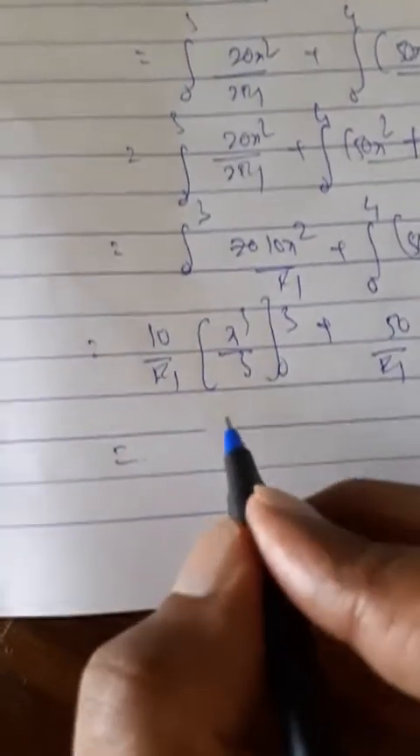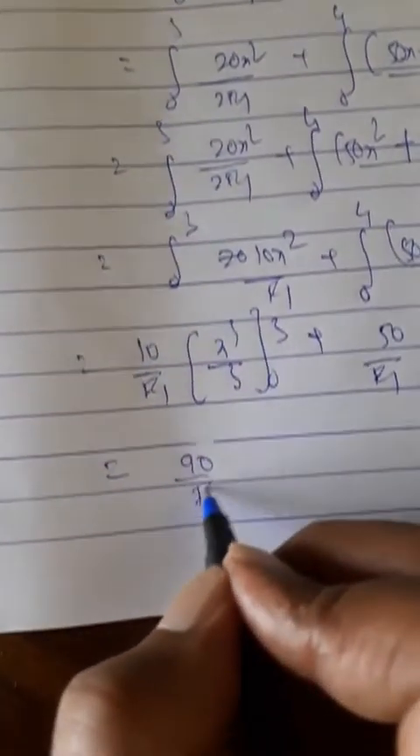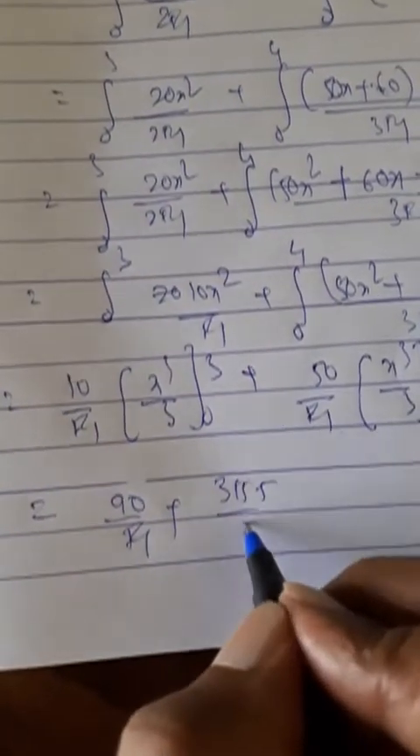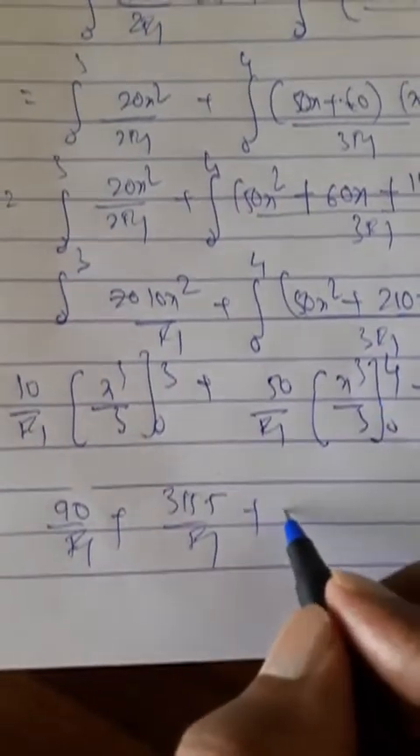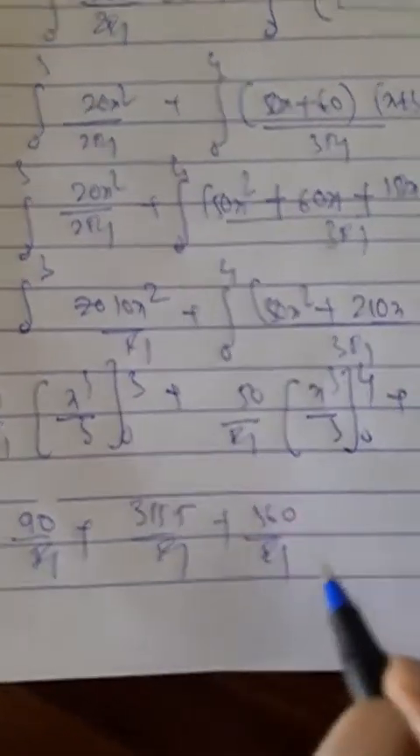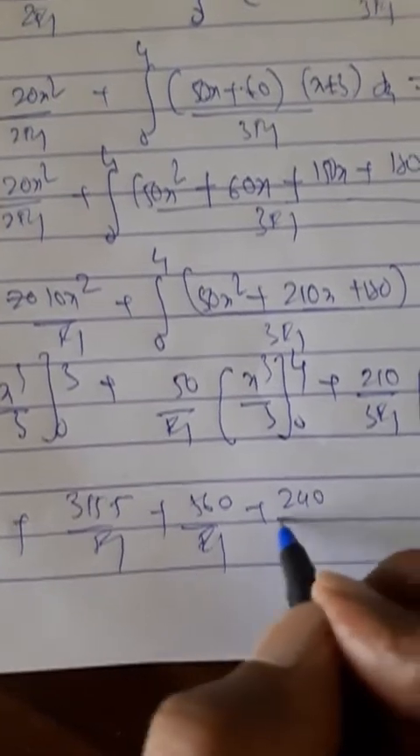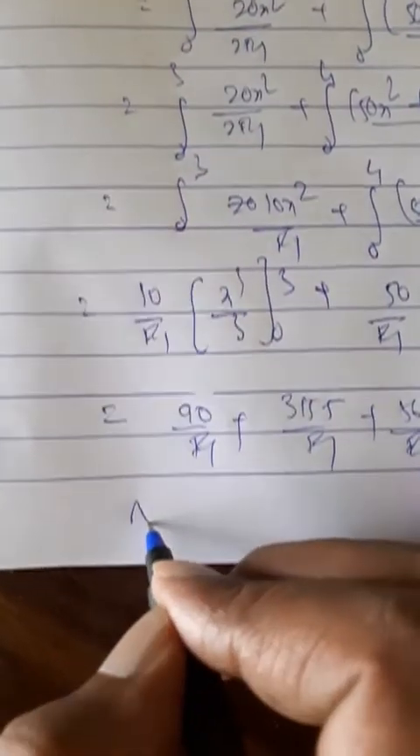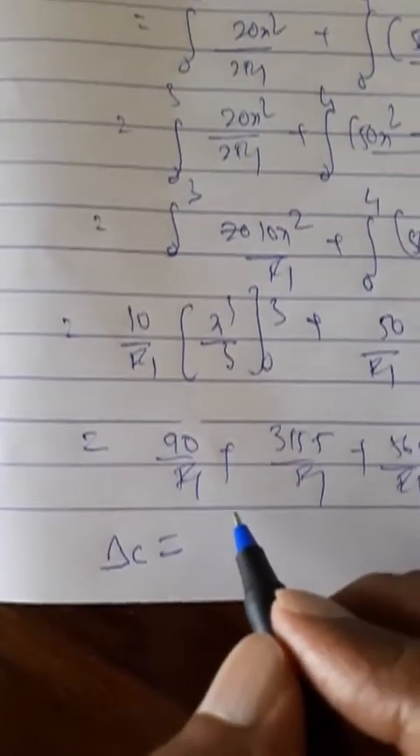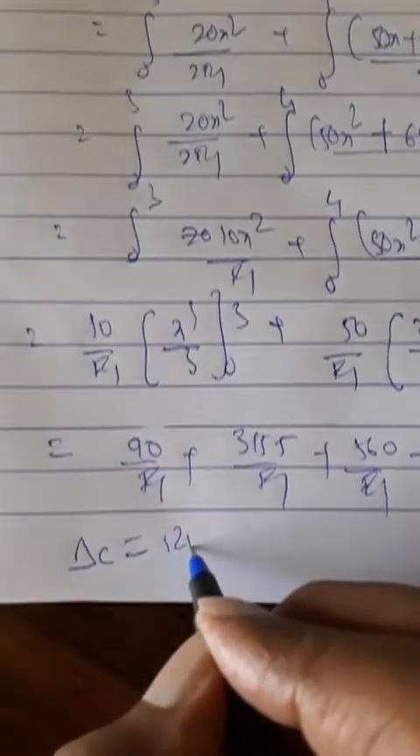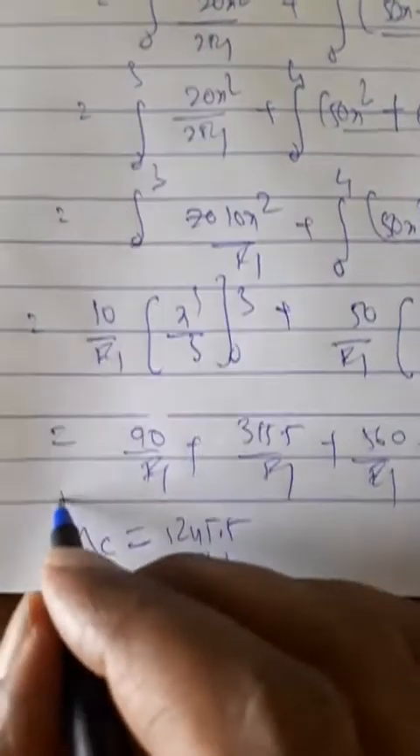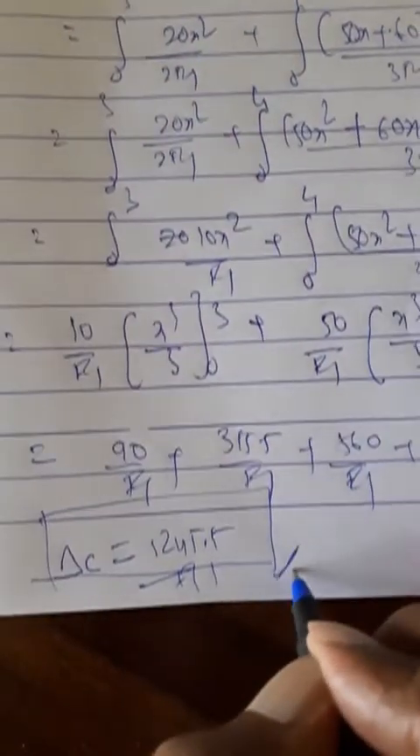So solving all these things, you get 90 by EI plus 355.5 by EI plus 560 by EI plus 240 by EI. So completing all these terms, you get delta C is equal to 1245.5 by EI. This is the final answer.